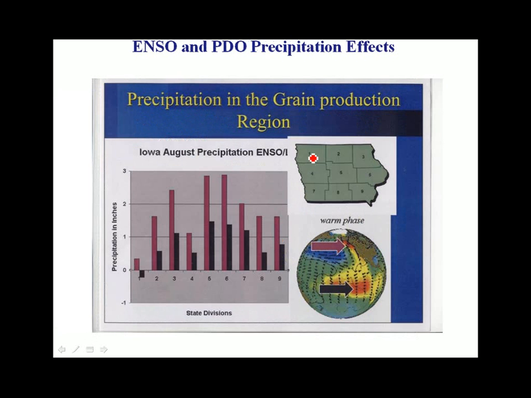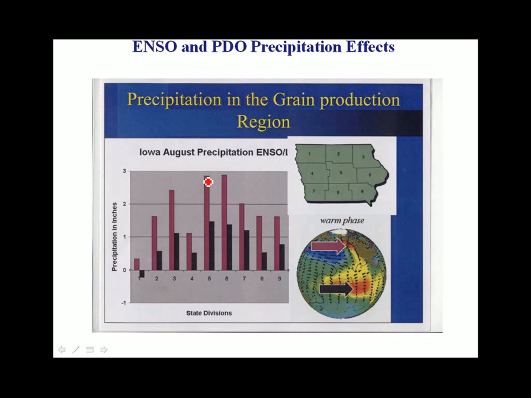And so what I found is I looked at Iowa and I divided it up into different districts. Northwest Iowa is District 1, North Central 2, and so on. And then I started looking at precipitation in inches over the different state divisions. So we're sitting here in Division 5, and so I looked at a situation where this red bar is indicative of a positive phase or a warm phase of the Pacific Decadal Oscillation and an El Nino event.